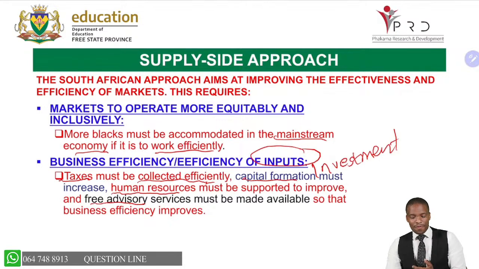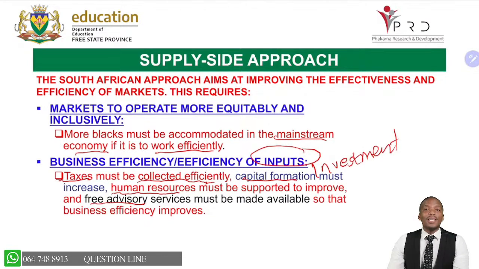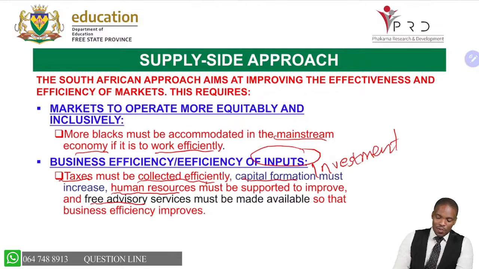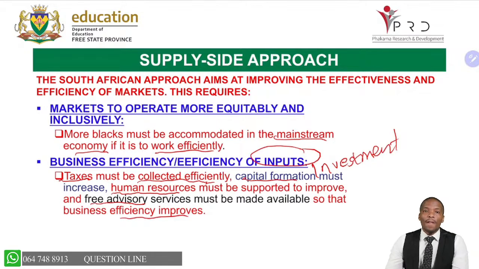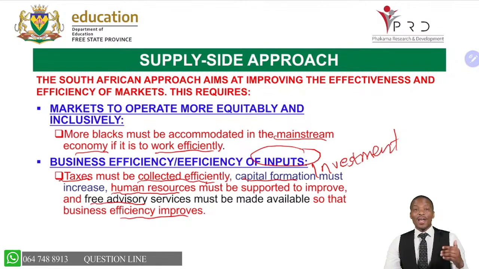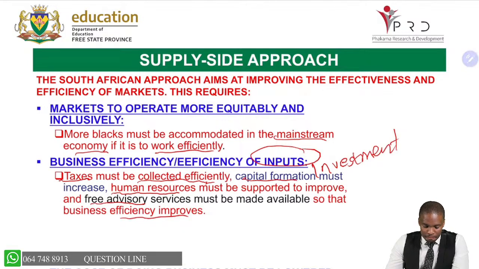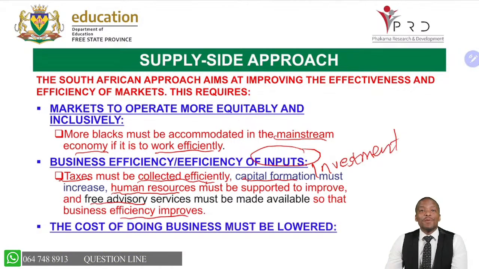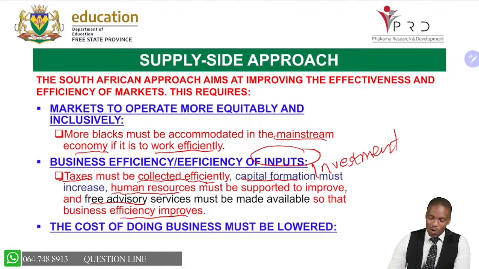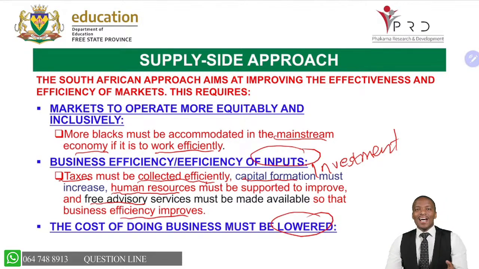Also, there should be free advisory services for the government, for the businesses, so that they may also improve. In that way, we are achieving economic growth and development. The cost of doing business must also be lowered. So those are the key. In other words, when you remember these concepts, you are going to highlight them, or you're going to mention them in such a way that they favor growth and development.